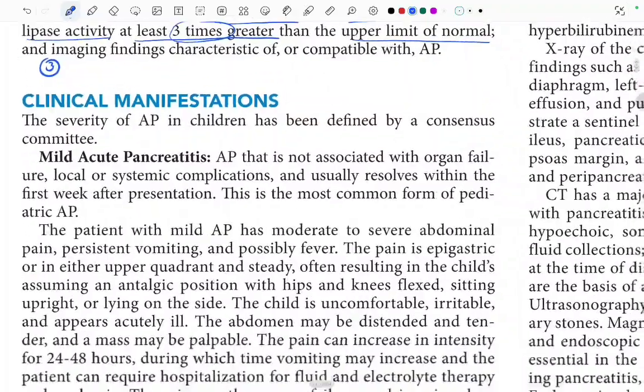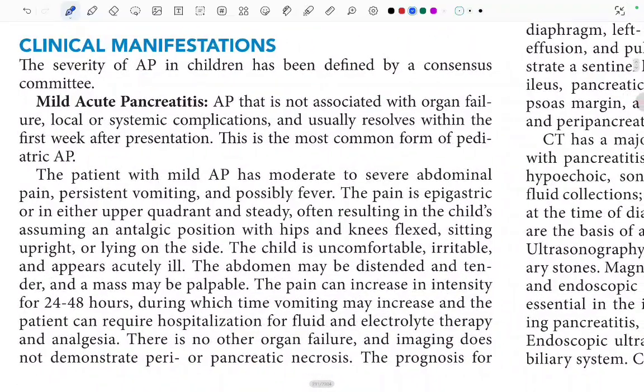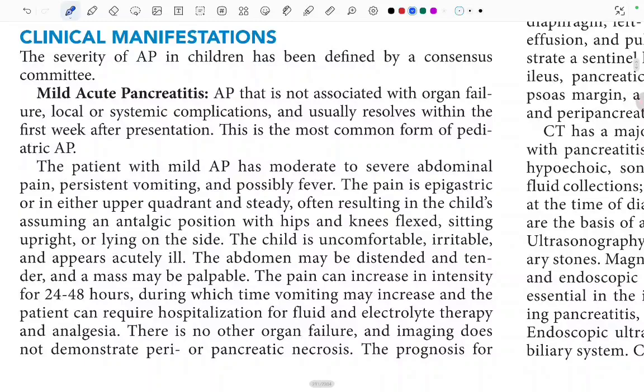Now the clinical manifestation. The severity of acute pancreatitis in children has been defined by a consensus committee. Mild acute pancreatitis is acute pancreatitis that is not associated with organ failure, local or systemic complications, and usually resolves within the first week after presentation. This is the most common form of pediatric acute pancreatitis.